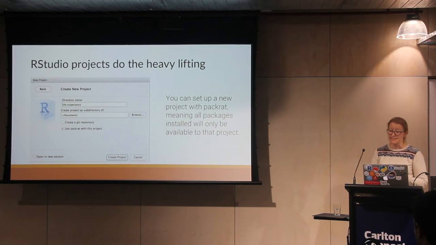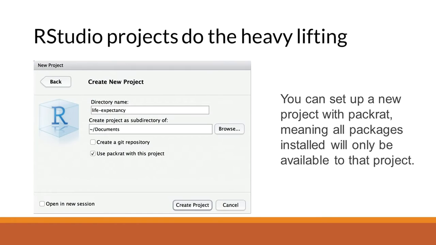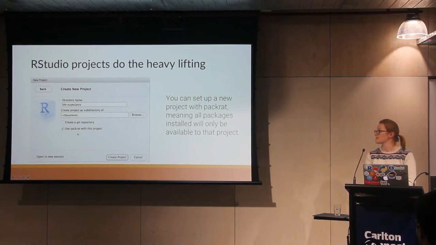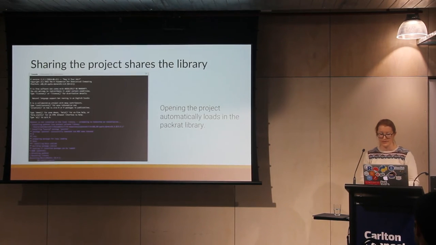So it is really simple if you're an RStudio user, which I assume most of you are. What you need to do is just create a new RStudio project. And when you're prompted to name your project, all you need to do is tick this box here that says use Packrat with this project, and then give it a name. Click OK, create project, and it will initialize a new project that's using Packrat. And any time that you write install packages while within that project, it will only install them locally.